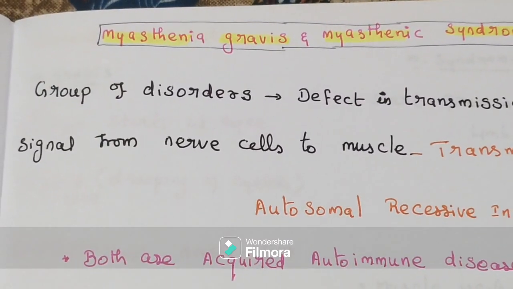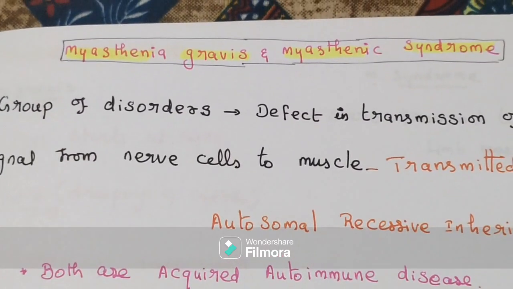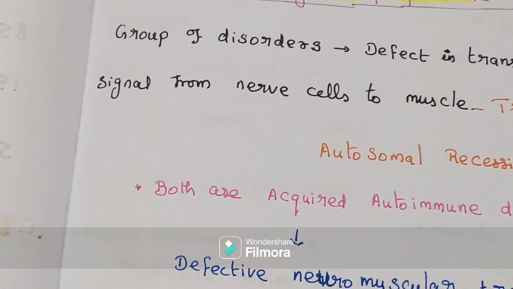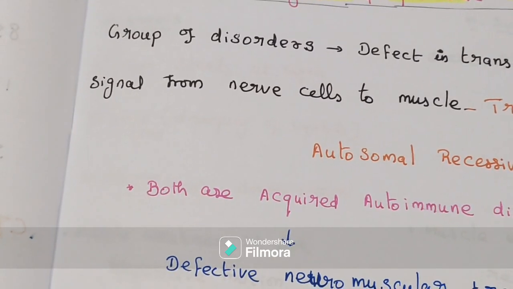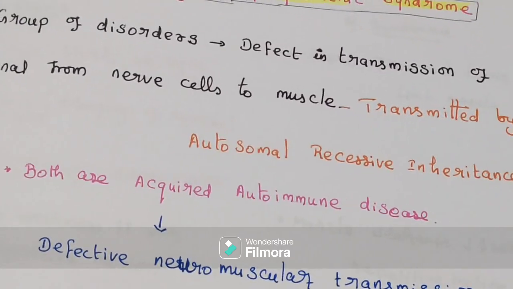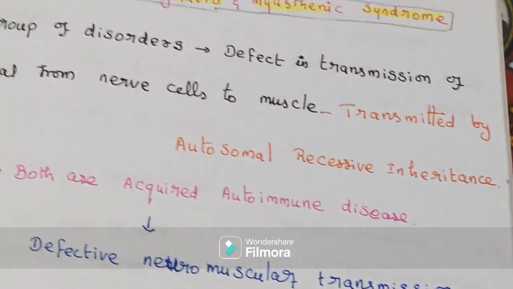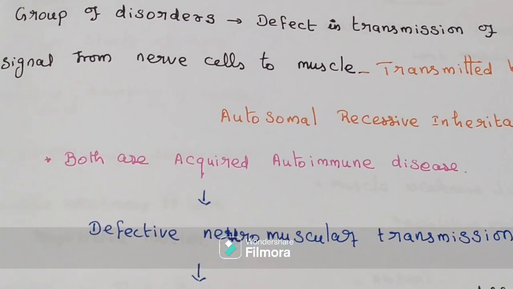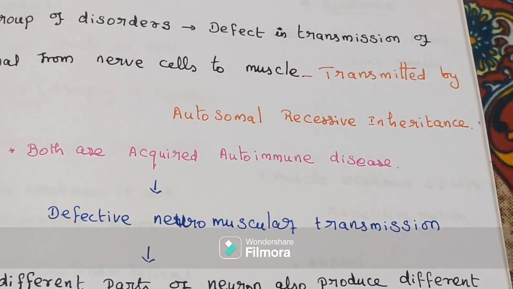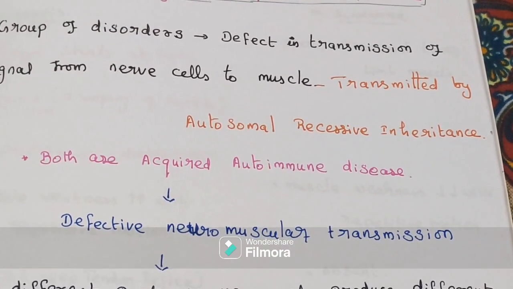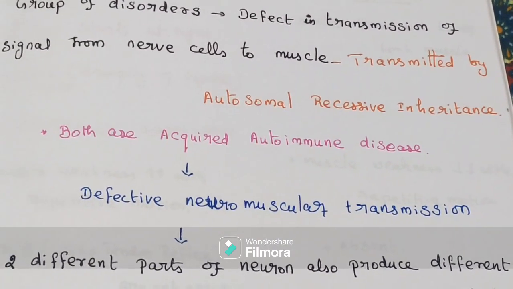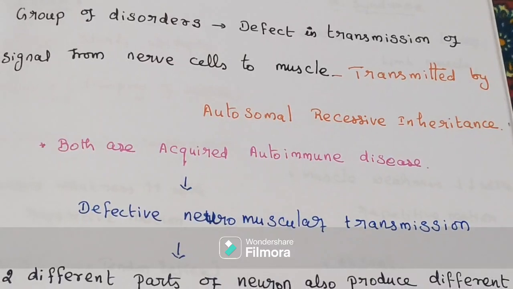In this video, we'll discuss Myasthenia gravis and Myasthenic syndrome. It is a group of disorders that have an underlying defect in the transmission of signal from nerve cell to muscles. This disorder is characterized by muscle weakness, with additional symptoms affecting other organ systems.